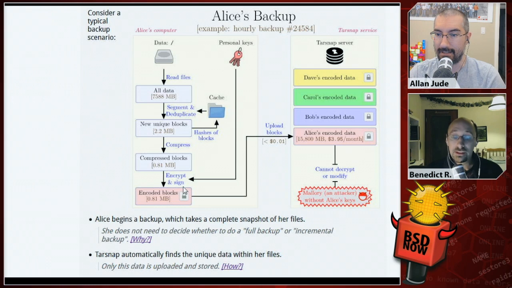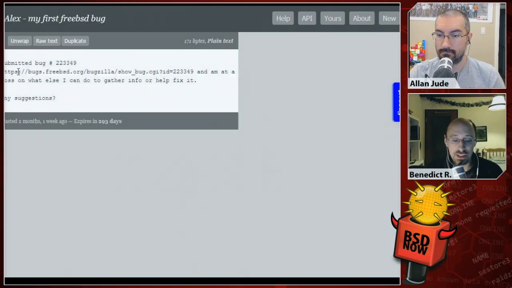All right. Okay, feedback. We have feedback and questions as always, as long as you submit it to us. So if anything is bothering you in the BSD world, then send it to feedback@bsdnow.tv and we'll try to help you. The first one this week is Alex with his first FreeBSD bug submission. So he submitted bug 223349, and here's a link in the show notes. And he's at a loss of what else he can do to gather info or help fix it.